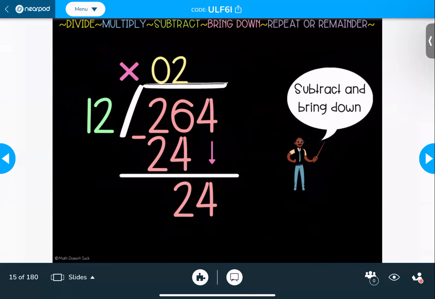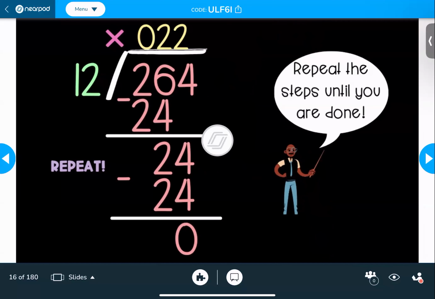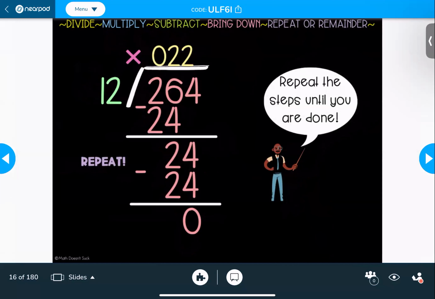When we subtracted, we had 2 left. 2 is smaller than 12, so yes, I absolutely can continue on. Bring down my 4. Now I'm going to go back to the beginning of my steps and repeat. How many groups of 12 can I take from 24? I can take 2 because 2 times 12 is 24. If I'm taking 24 away, how much is left? 24 minus 24 is 0.